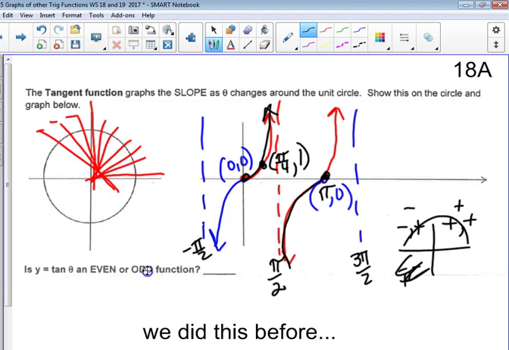Even or odd? Does it have y-axis symmetry? Can I fold it over on the y? Is it the same upside down? Okay, let me draw this. Is it the same upside down? If it was going through the origin? Yes. It is odd symmetry, has origin symmetry. It's an odd function, it has origin symmetry.